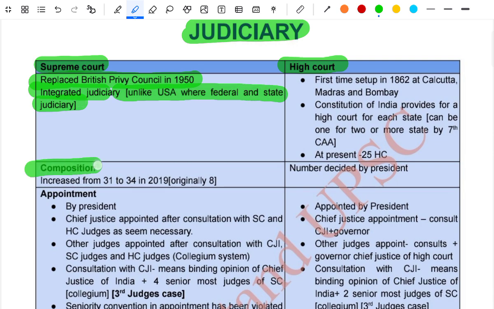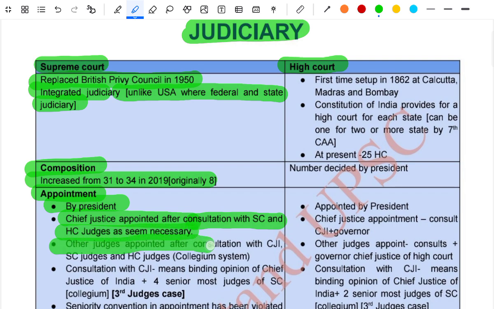The composition increased from 31 to 34 in 2019, originally 8. Appointment is by the President. The Chief Justice is appointed after consultation with the Supreme Court and High Court judges as seemed necessary. Other judges are appointed after consultation with the CJI.